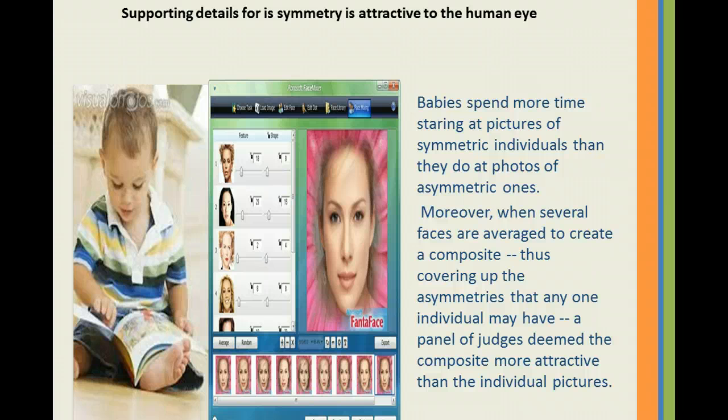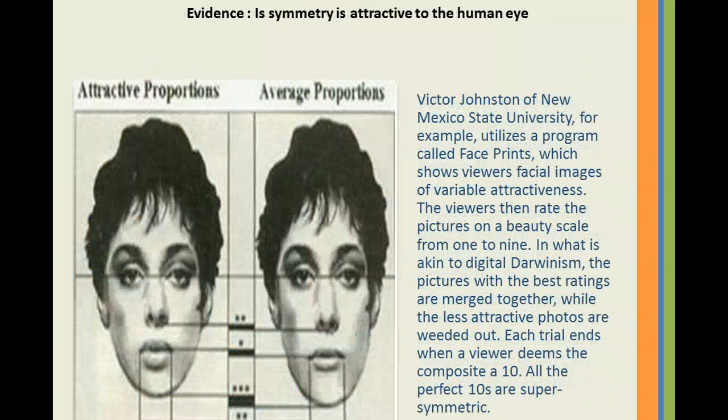Babies spend more time staring at pictures of symmetric individuals than they do at photos of asymmetric ones. Moreover, when several faces are averaged to create a composite, thus covering up the asymmetries that any one individual may have, a panel of judges deemed the composite more attractive than the individual pictures.